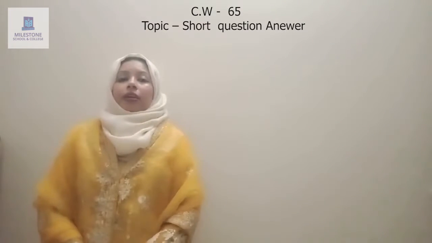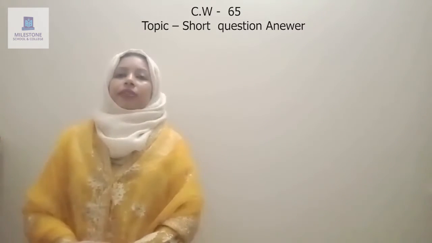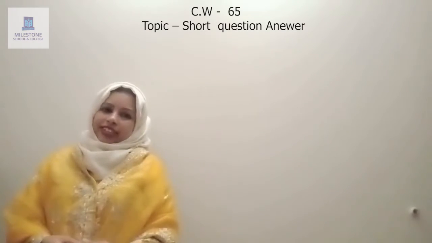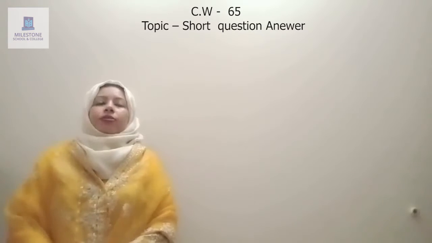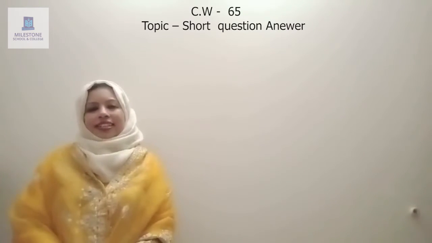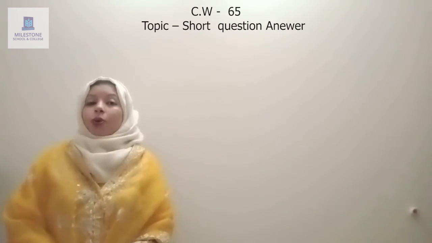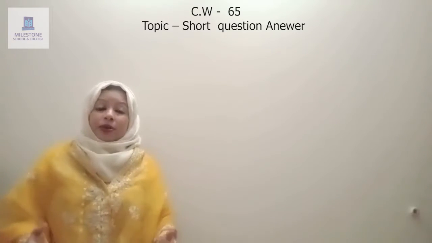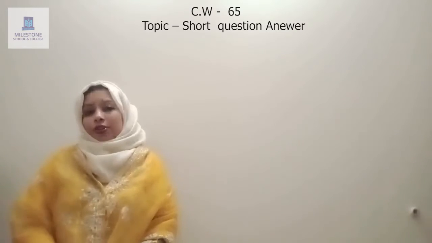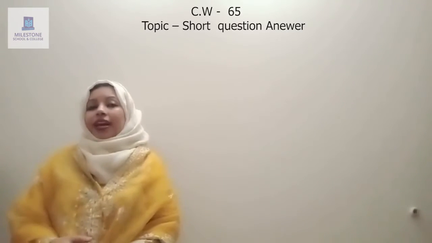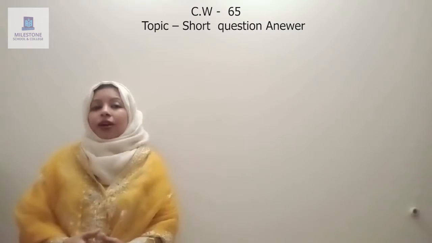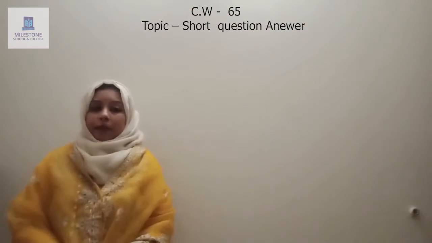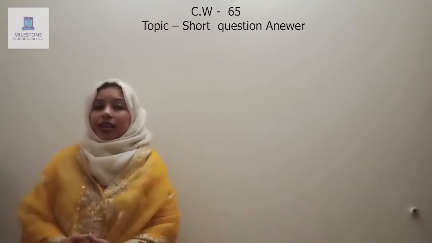Okay, so today our CW number is 65. Now I am starting today's class. Today our topic is short question answer, and I will show you 1 to 20 short question answers. I know that you have already got the short question answer sheet from your school, and I will give you the answers of these short questions today. So get ready for today's class.